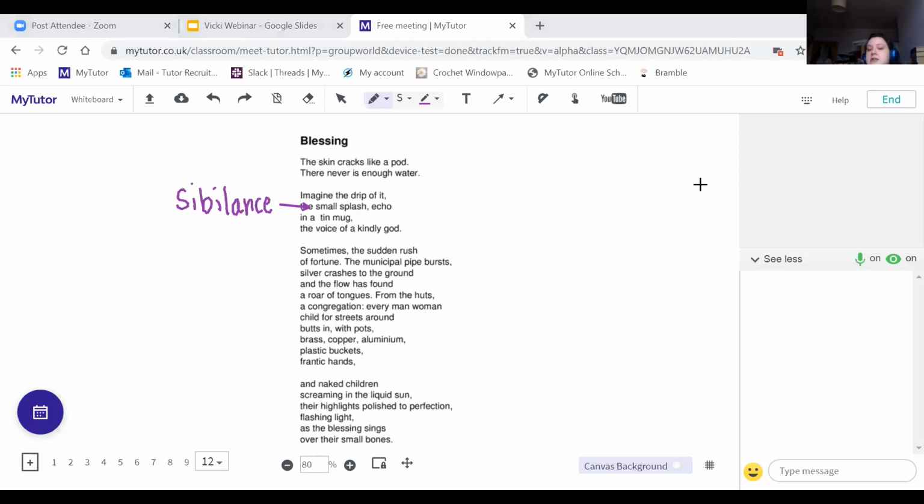Similes, yeah, there's absolutely masses of imagery. I won't highlight where every bit of imagery is because it is most of the poem. Simile, yeah, so we've got a simile right at the start here. Right at the start, yep. Assonance, yes. Can you tell me where, please? Just pushing you a little bit more today. Sudden rush of fortune. Yeah, lovely. Lovely stuff.